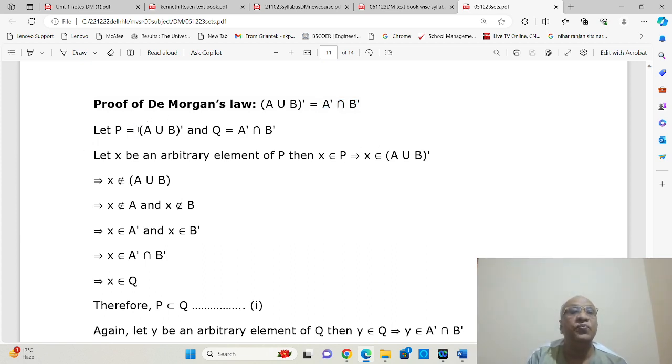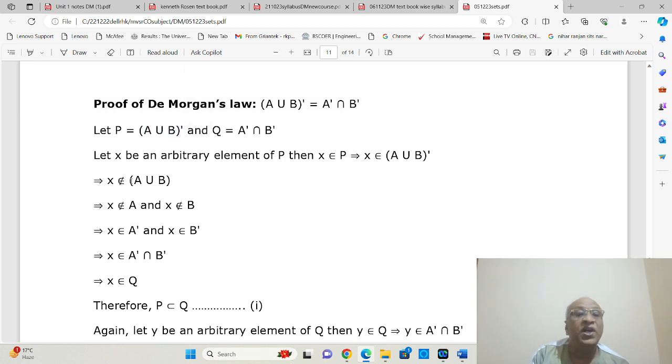Let P be equal to the complement of A union B, and let Q be equal to A complement intersection B complement. Let X be an element which belongs to P. If X belongs to P, what does it indicate? X belongs to the complement of A union B.